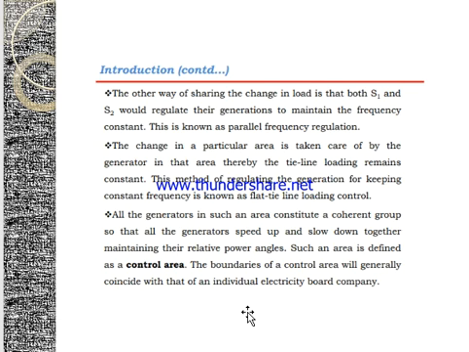The change in a particular area is taken care of by the generator in that area, thereby the tie line loading remains constant. This method of regulating the generation for keeping the constant frequency is known as flat tie line loading control. All the generators in such an area constitute a coherent group, so that all the generators speed up and slow down together, maintaining their relative power angles. This is called a control area. The boundaries of a control area will generally coincide with those of the individual electricity board company.